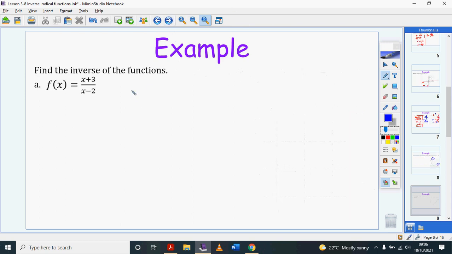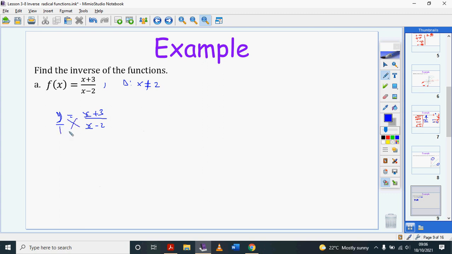Alright, find the inverse of these functions: x plus 3 over x minus 2. All you have to do here is, first of all, say that in my domain, x cannot equal 2. Yeah? And then after specifying that, you can go ahead and try to solve for x in this function. Solving for x, I have y is equal to x plus 3 over x minus 2, and then from here it's algebra.